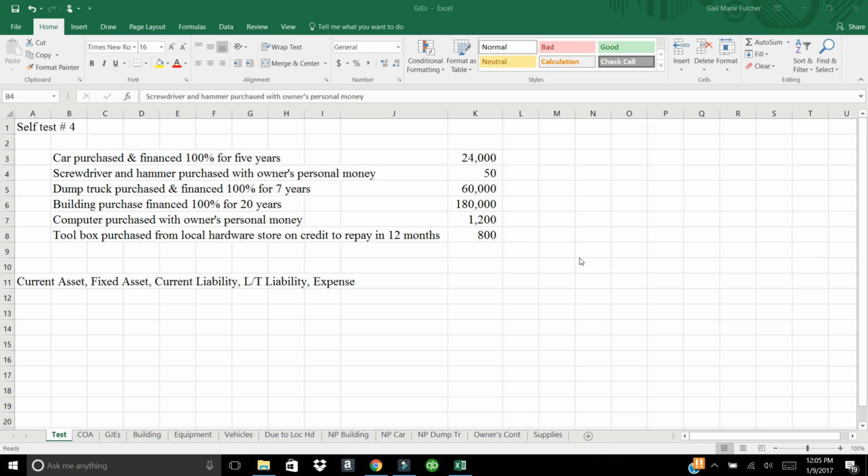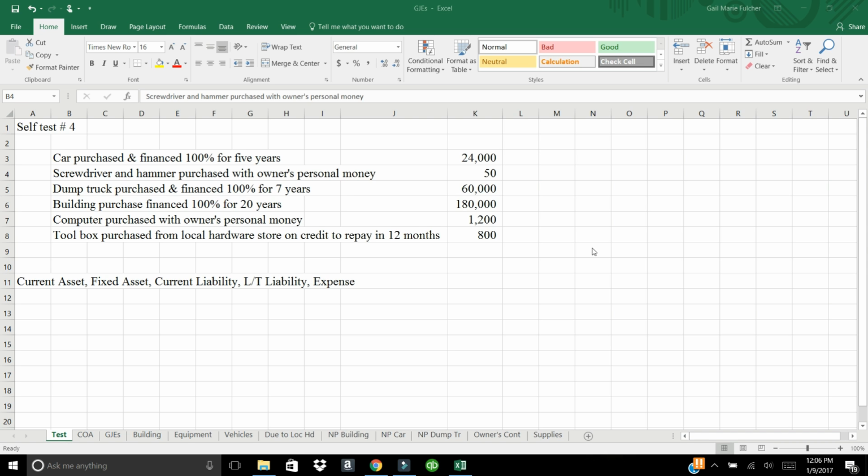All right, let's get on with self-test number 4. I have recorded some transactions here that I would like you to create a general journal entry for. The very first step is to look at each one of these transactions and create a chart of accounts. Then next to each account that you know you need, record whether it's a current asset, a fixed asset, current liability, long-term liability, or an expense, just like we did in the chart of accounts in the videos. Then once you get that created, make a sheet for each one of those accounts.